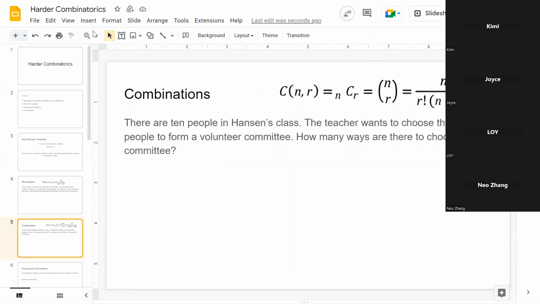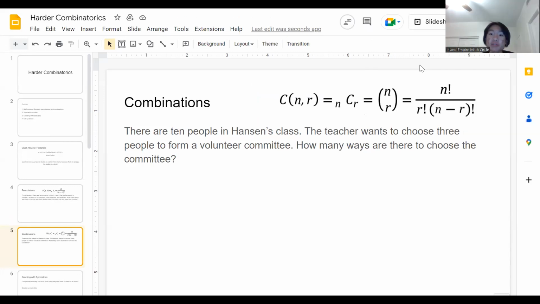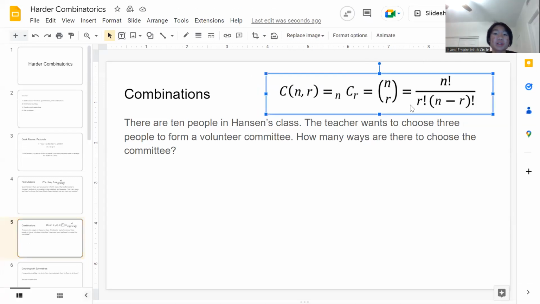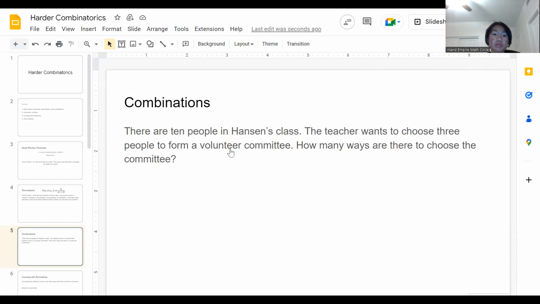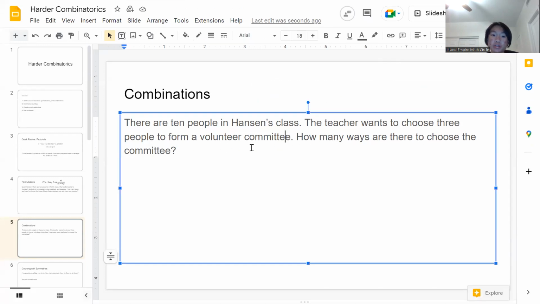Alrighty, so the last thing we went over last week, which is combinations. And again, we don't have to think about this scary formula here. It makes it look pretty intimidating, but we can solve this all using just basic logic and then apply the little equation, the formula, later. So let's look at this problem first. There are 10 people in Hanson's class. The teacher wants to choose 3 people to form a volunteer committee. So how many ways are there to choose the committee?